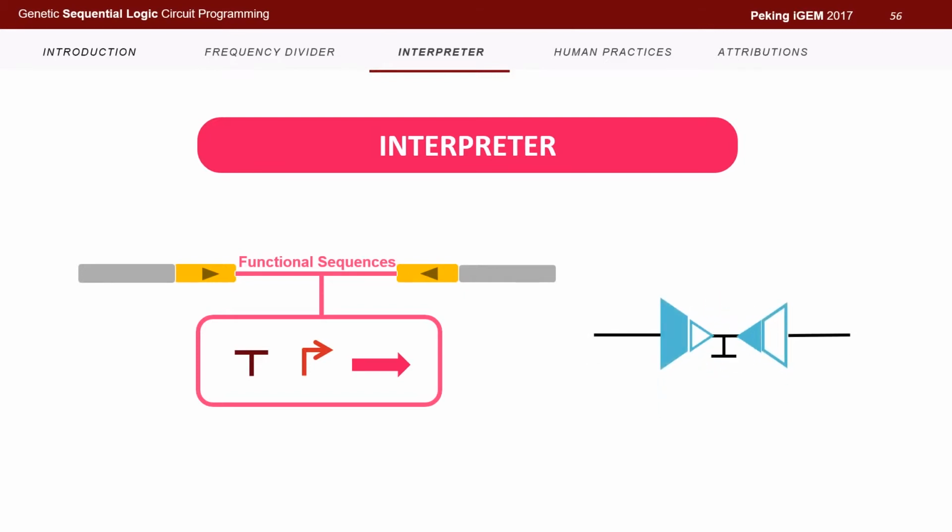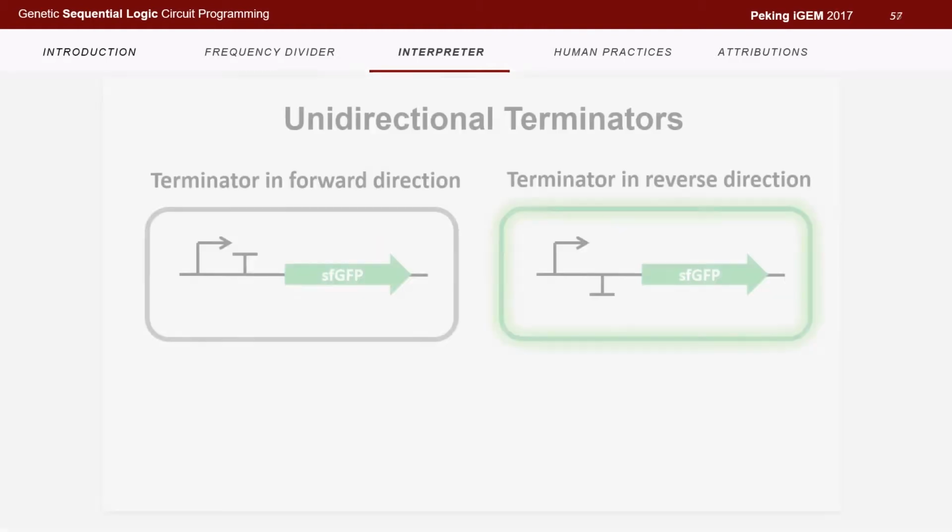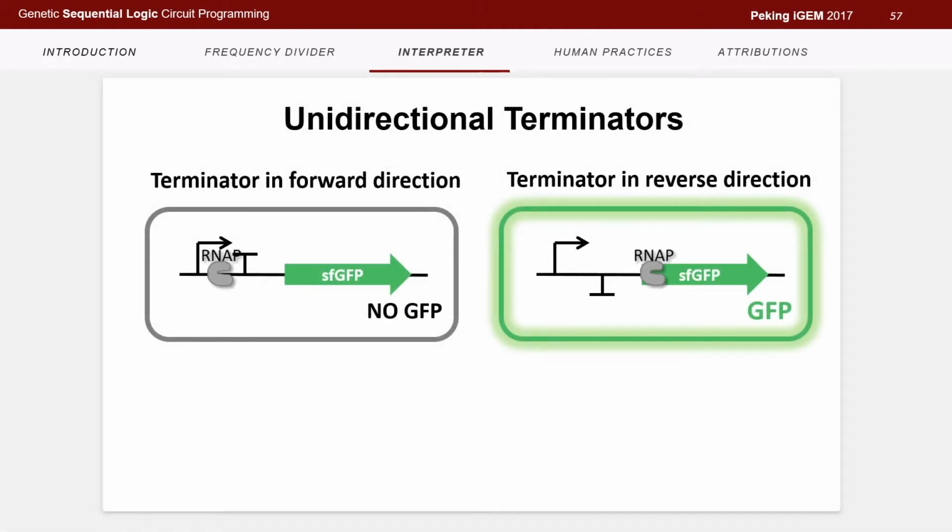Take an example. Terminators can block RNA polymerases, blocking transcription. By flipping terminators with recombinases, we can theoretically switch on or off the downstream gene. First, we need a series of unidirectional terminators. As shown on the slide, when a terminator is inserted into the sequence in the forward direction, it will block RNA polymerase and turn off GFP expression. When it is inserted in the reverse direction, it will allow RNA polymerase to pass and turn on GFP.